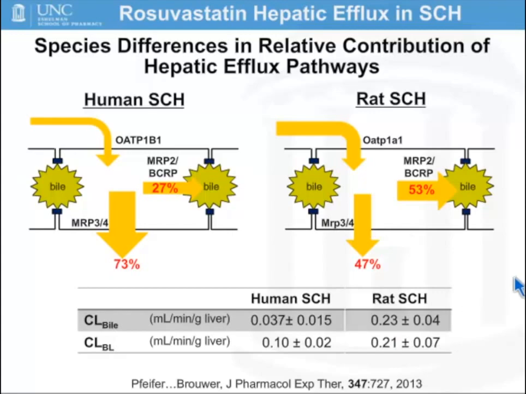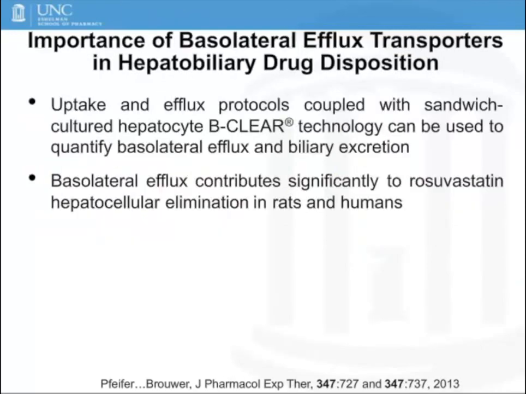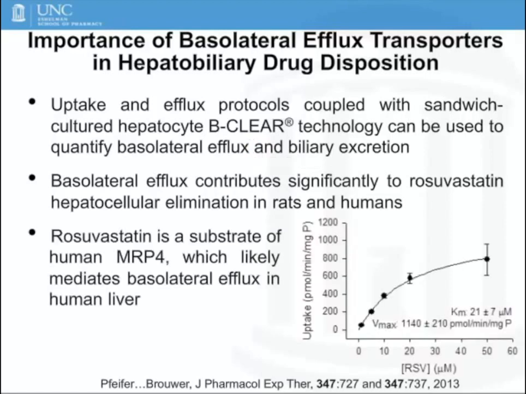So I think this is a nice example that emphasizes the importance of the basolateral efflux transporters in hepatic disposition of rosuvastatin and the use of the sandwich cultured hepatocyte B-CLEAR technology to quantify these various clearance pathways. And subsequent work in our laboratory revealed that rosuvastatin is a substrate for MRP4, which likely mediates, at least to some extent, the basolateral efflux in human liver.